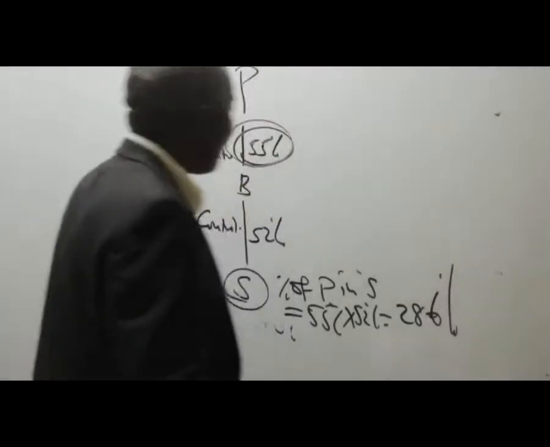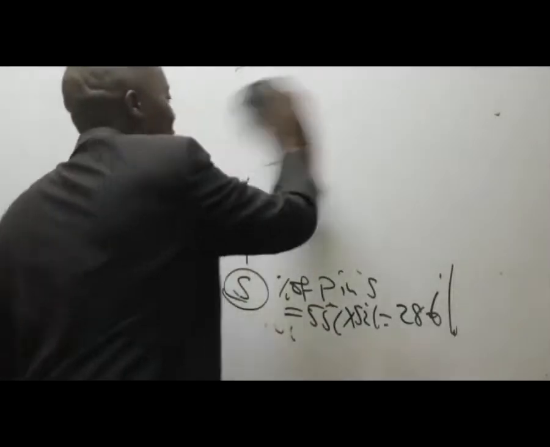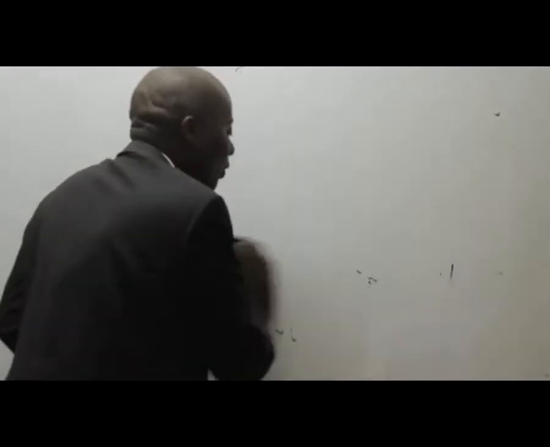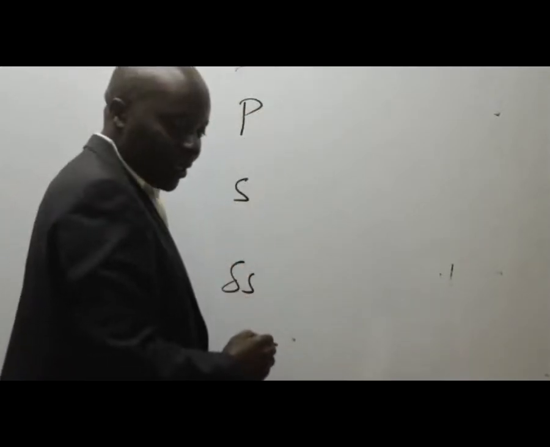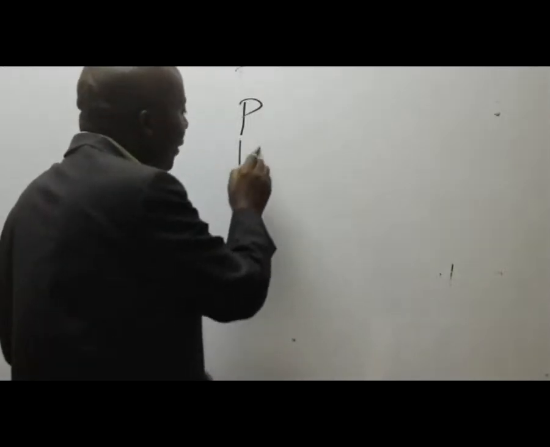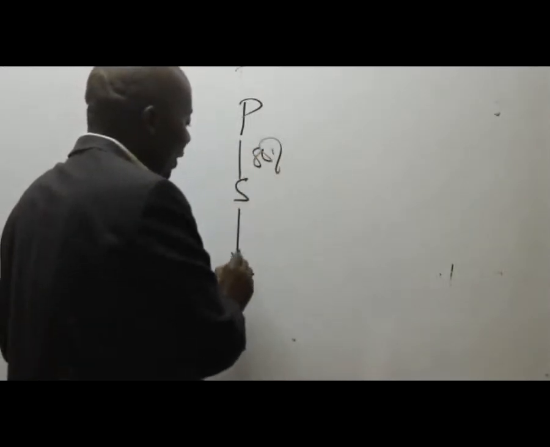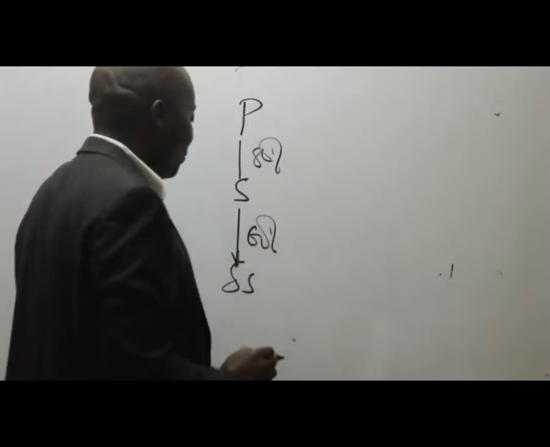Ladies and gentlemen, we go back to our structure. Our structure is quite an interesting one. We have a P, then we have got S, and then we have got SS, right? So we have P having 80% of S, and this one here having 60% of SS.